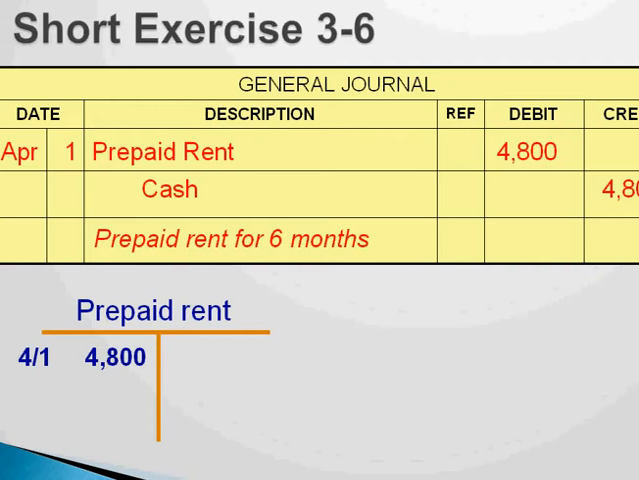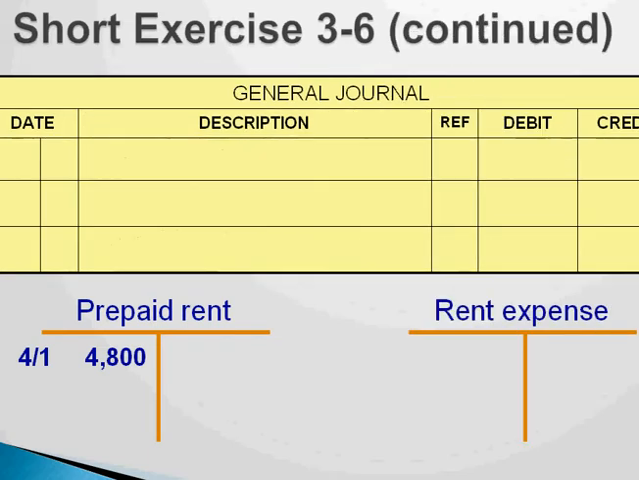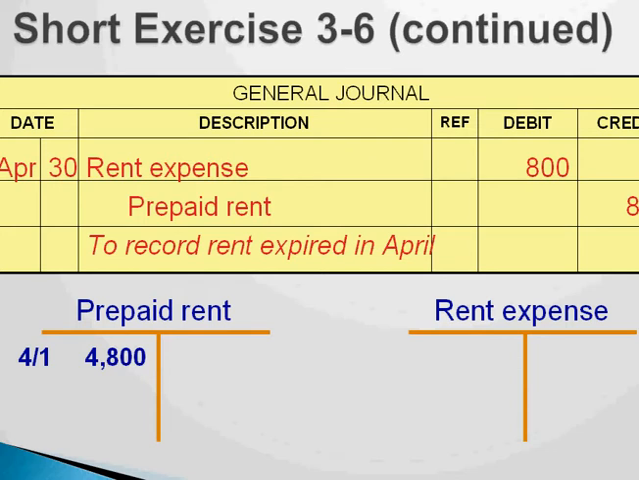Then they want us to prepare the adjusting entry required at April 30th. April 30th, the end of the month, the end of the accounting period, we've used up 1 month's worth of rent. Okay? So what we'll do on that date is debit our rent expense for $800 and we'll credit our prepaid rent $800 to record the rent that expired in April.